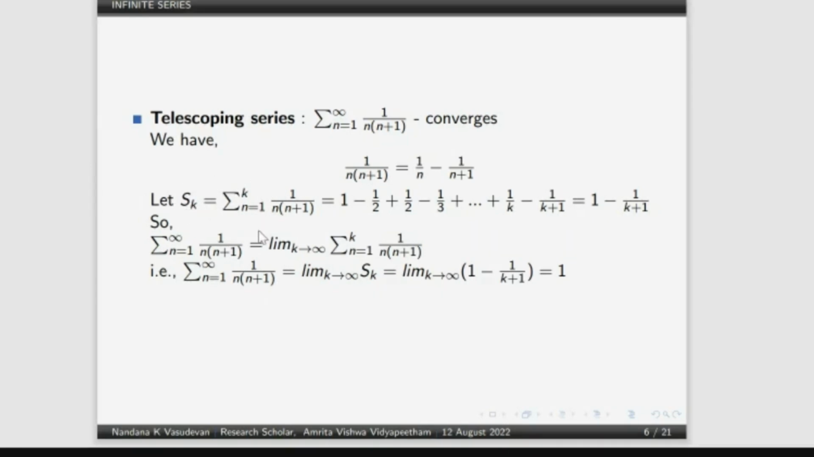What I need is the infinite sum of this. That is, I need to tend my k to infinity. So the series sum becomes limit k tends to infinity, sum n equals 1 to k, 1 by n into n plus 1. So I just have to take the limit of this value which I have obtained. So it becomes 1. So I can say that telescoping series is convergent, and along with that, the value to which it converges is 1.